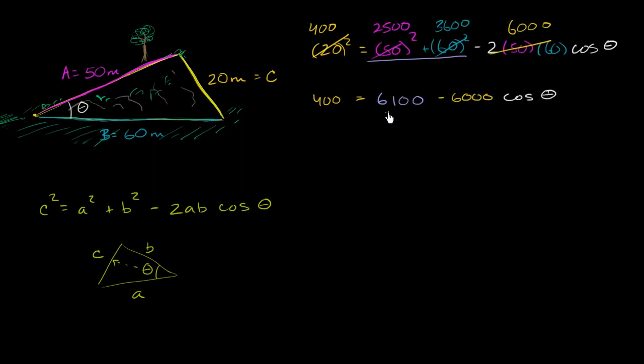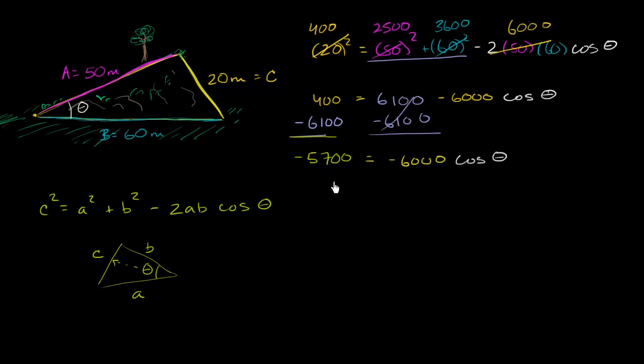And now we can subtract 6,100 from both sides so that I get closer to isolating the theta. So this is going to be negative 5,700. Is that right? Yes, that is right, because if this was the other way around, if this was 6,100 minus 400, it would be positive 5,700. All right, and then these two, of course, cancel out, and this is going to be equal to negative 6,000 times the cosine of theta.